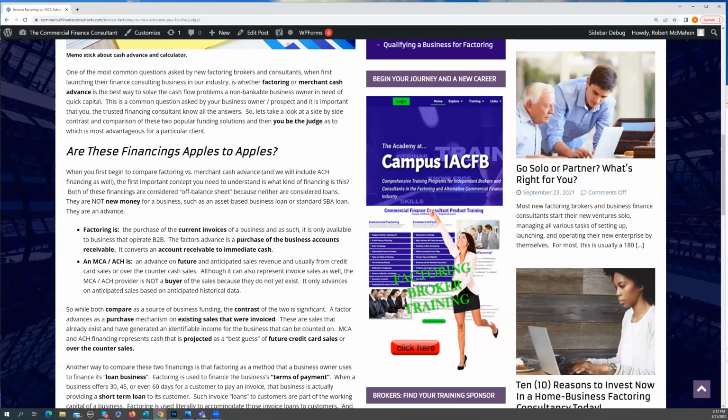So when it comes down to financing your clients, factoring versus merchant cash advance, what do you do? How do you recommend factoring to one of your clients? And when do you recommend an MCA or ACH advance to one of your clients? As a valued broker or consultant to your client, your knowledge in this area is important since the business owner will be, to some extent, depending on you.